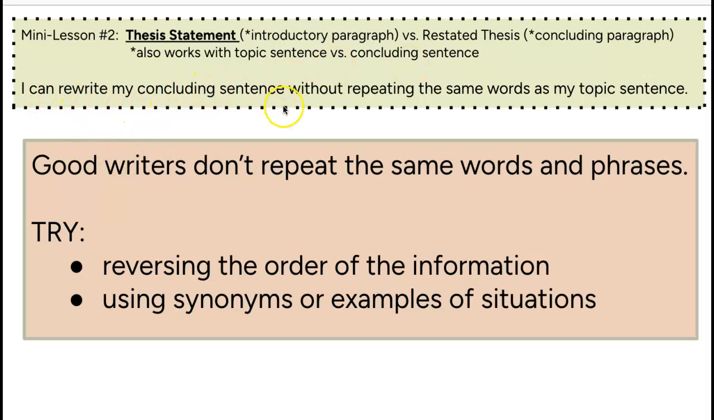can rewrite my concluding sentence without repeating the same words as my topic sentence or substituting the thesis statement into that. Because good writers do not repeat the same words and phrases over and over again. It's redundant. It's unnecessary. So the strategy we're going to do is to reverse the order of the information and then use some synonyms or examples. So we're going to do one example together, and then you're going to try one on your own.